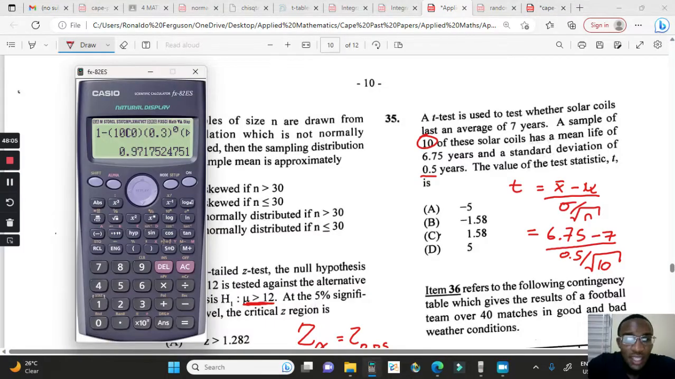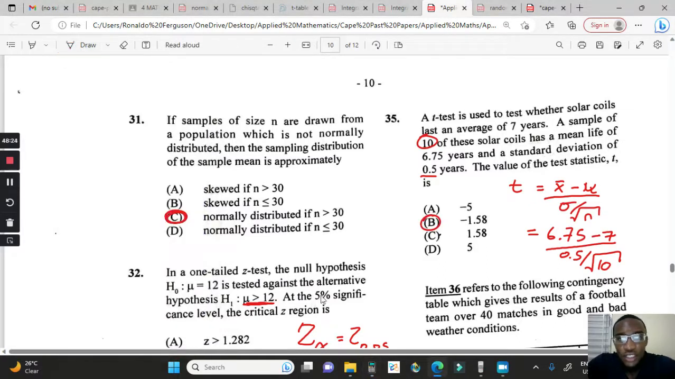You just plug that into the calculator. It cannot be any easier. So 6.75 minus 7 over 0.5 over the square root of 10. So this is negative 1.58, our test statistic, and we finish. Easy.